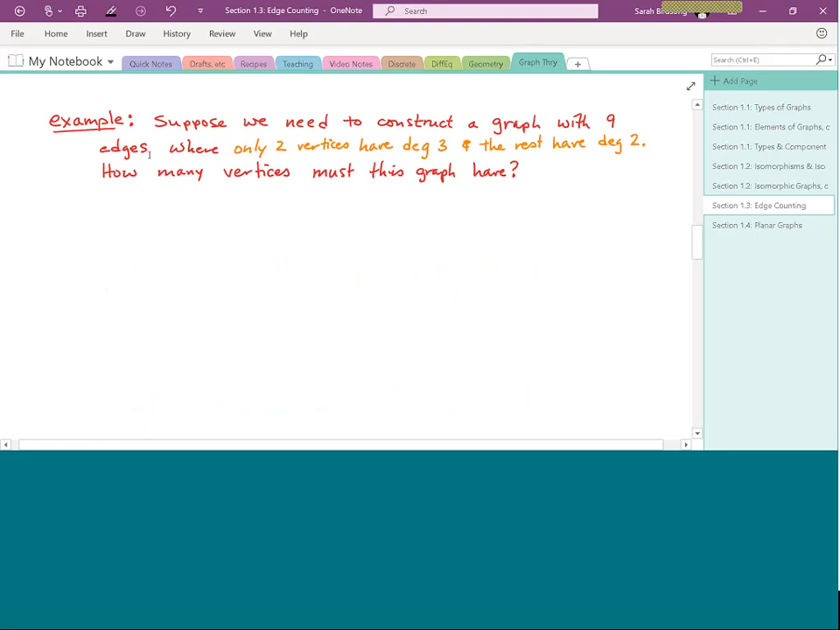We still want to have the 9 edges, but now instead of having all of the vertices of the graph be degree 3, we only want some of the vertices of the graph to be degree 3. Specifically, only 2 vertices of the graph have degree 3, and everybody else has degree 2. And again, same question at the end: how many vertices in total do we think we're going to have?